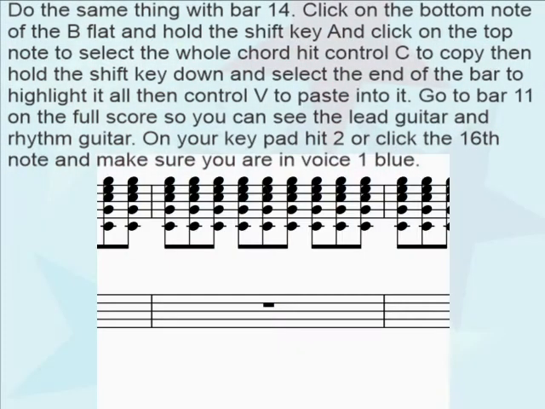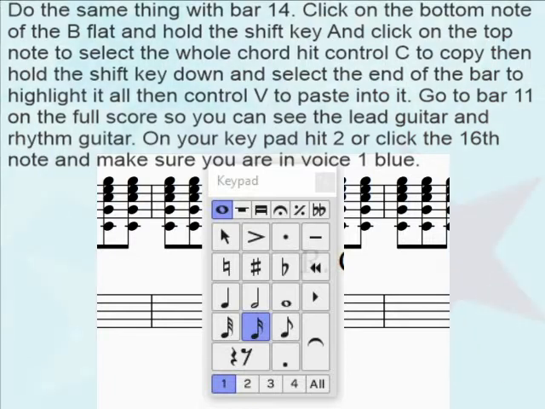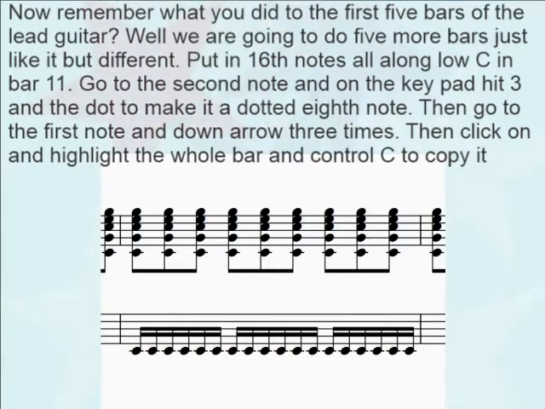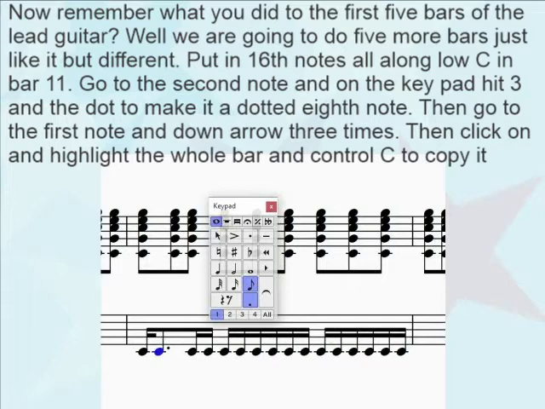Go to bar 11 on the full score so you can see the lead guitar and rhythm guitar. On your keypad, hit 2 or click the 16th note and make sure you are in voice 1 blue. Now remember what you did the first 5 bars of the lead guitar? Well, we're going to do 5 more bars just like it but different. Put in 16th notes along low C in bar 11. Go to the second note on the keypad, hit 3 and the dot to make it a dotted 8th note.